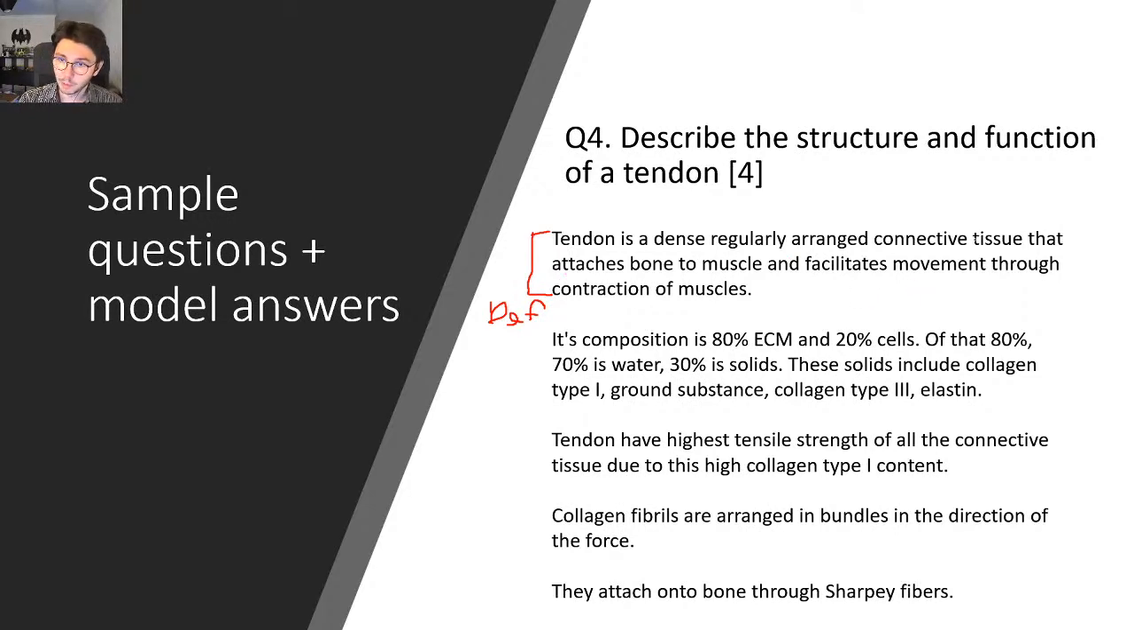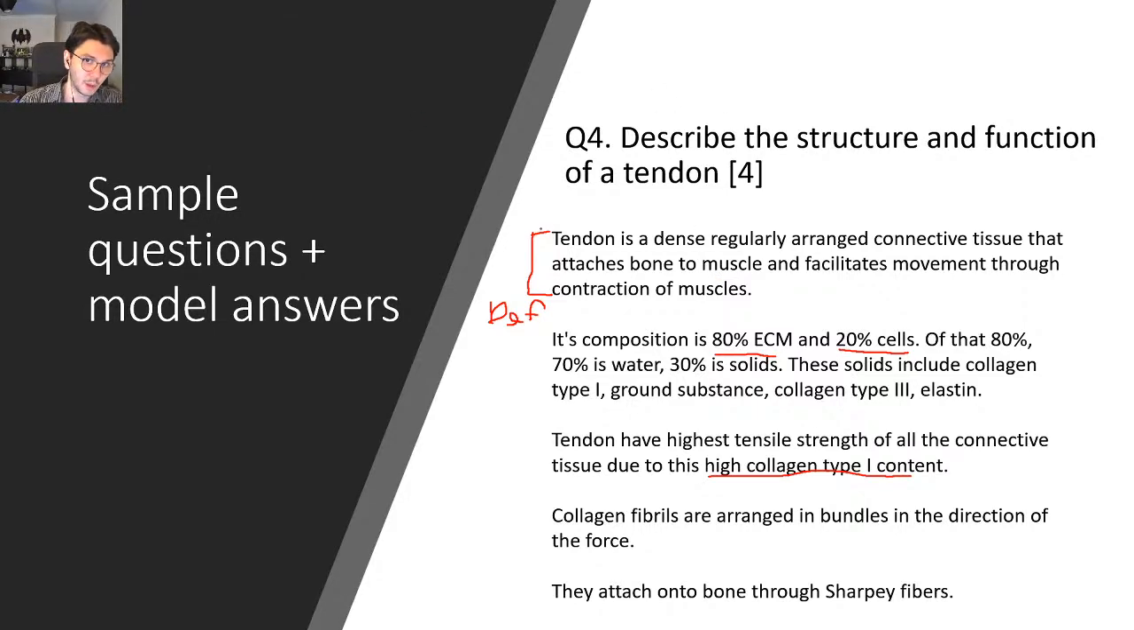So we talk briefly what it looks like about the structure, and then we mention the function. Then for tendons, we talk about the composition, which is 80% ECM, 20% cells. And of that 80%, 70 is water, 70 is solids. And we talk what the solids are. We can also say how the structure is adapted to the function is because of the high collagen type 1. So high collagen type 1 means that we have a lot of tensile strength of the connective tissue. Then we also have that collagen fibrils are arranged in bundles in the direction of the force, which helps the function, which is to facilitate movement through contraction muscles. And we also say how they attach onto the bone.